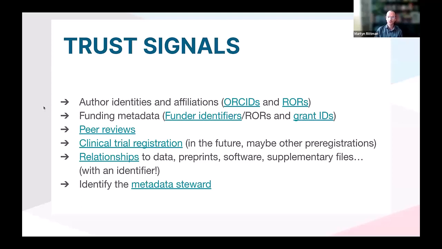So obviously author identities and affiliations are really important in establishing who is responsible for the research, both on a personal and an organizational level. Similarly for funding metadata, maybe also related to conflicts of interest. As Dominika mentioned, we use funder identifiers. We're currently looking at implementing RAID identifiers in our metadata schema as well. So you will soon be able to register RAID identifiers where you can use funder identifiers at the moment.